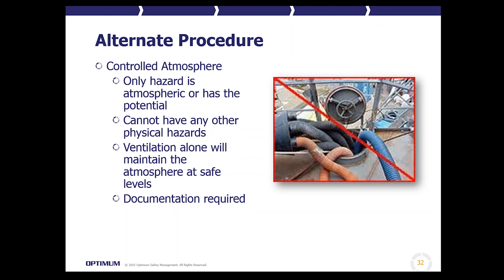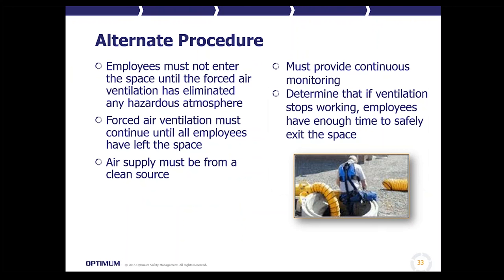We couldn't do an alternate procedure if we didn't have that plan in place. And all this has to be documented so we can prove this is why we know this is an alternate procedure. Employees must not enter the space until the forced air ventilation has begun. If we're going to deem that this is an alternate procedure, we have to test the air prior to ventilating, and then test the air again once ventilation is established to make sure that those levels are in fact safe.